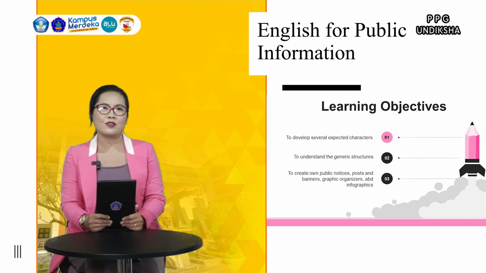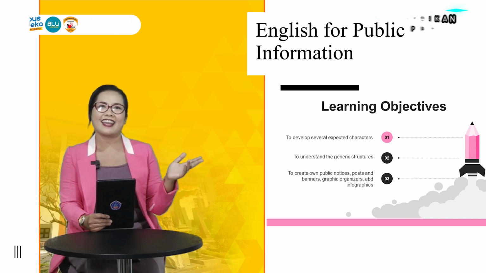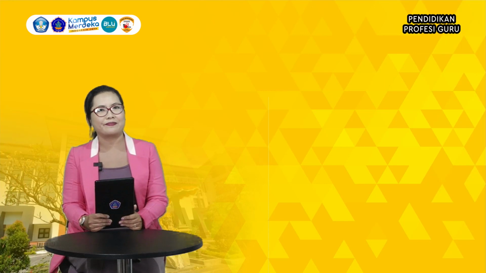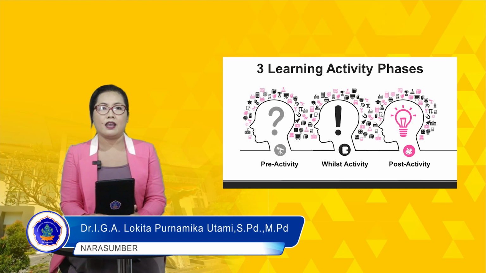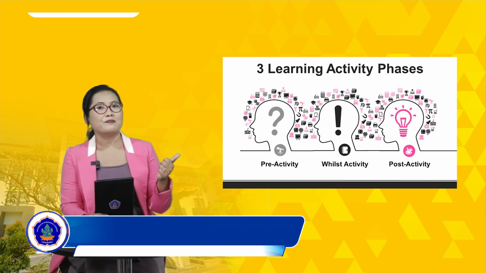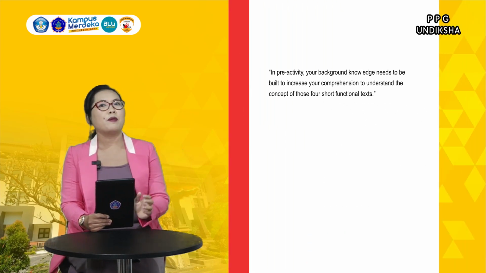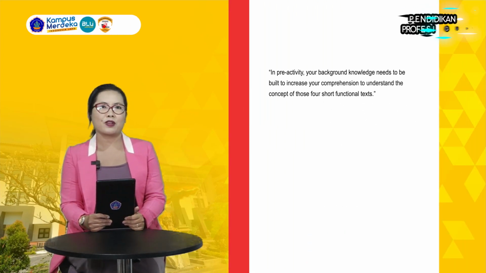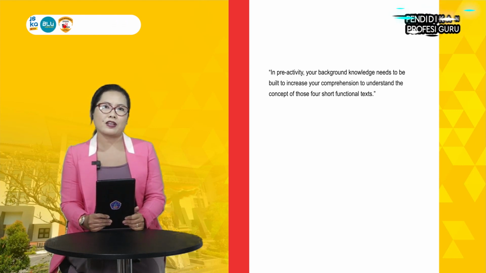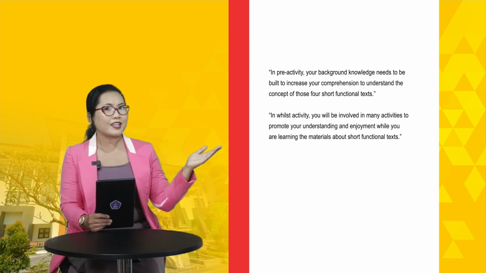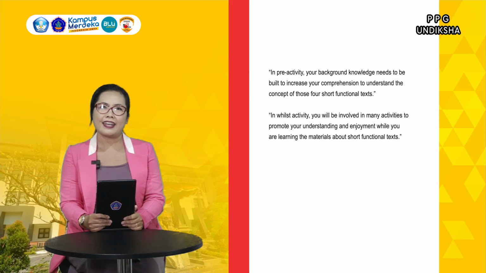At the end of the lesson, you are assigned to create public notices, post and banner, graphic organizer, and infographics of your own. In each topic, you will be involved in 3 activities, namely pre-activity, whilst activity, and post-activity. In pre-activity, your background knowledge needs to be built to increase your comprehension to understand the concept of those 4 short functional texts.